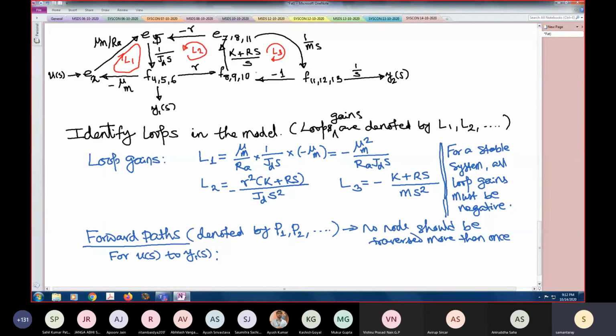So what is the forward path for US to Y1S? We will go US to E2 to E5 to F4 to Y1S. That's the forward path. Is there another forward path? No, only one path. So P1 only. We don't have P2, P3. All right, only one path you have.